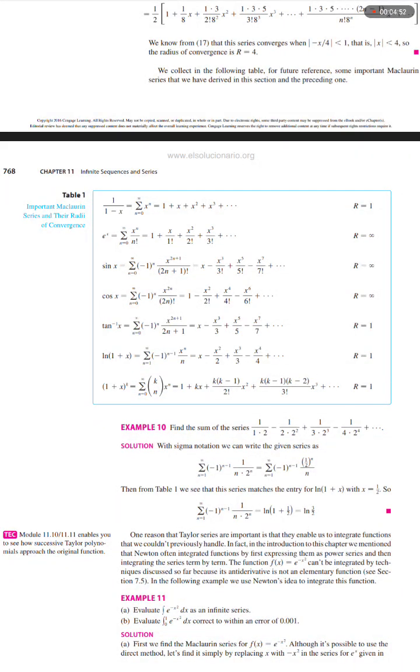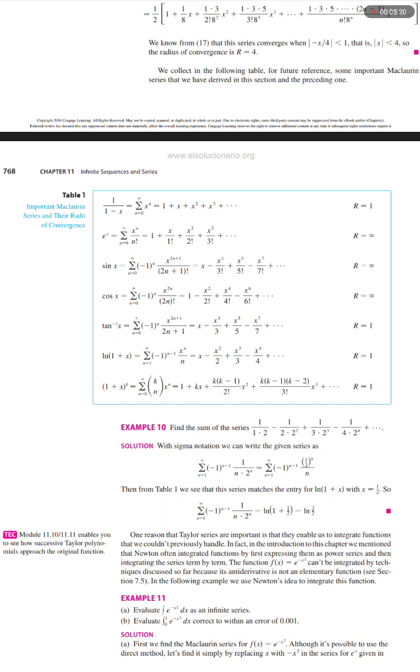Table 1, important Maclaurin series and their radii of convergence. 1 over 1 minus x equals the sum from n equals 0 to infinity of x to the power n, equals 1 plus x plus x squared plus x cubed plus ellipsis, R equals 1.